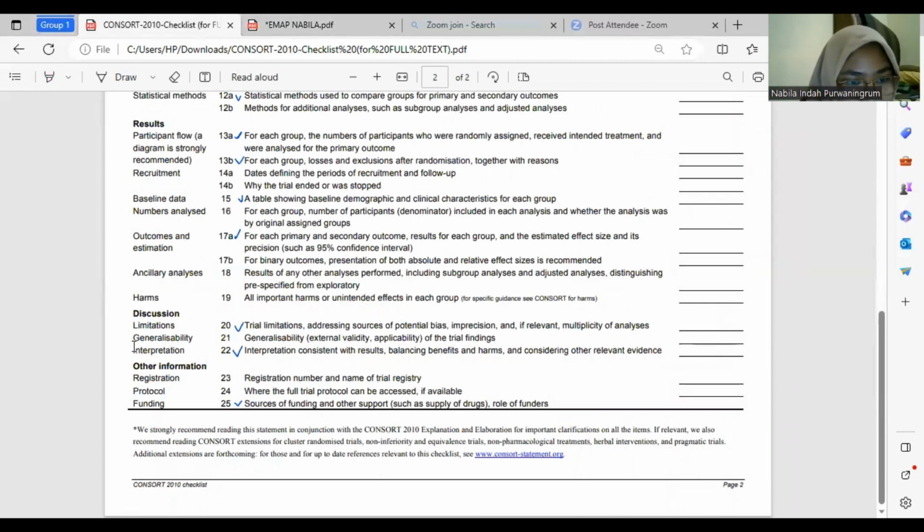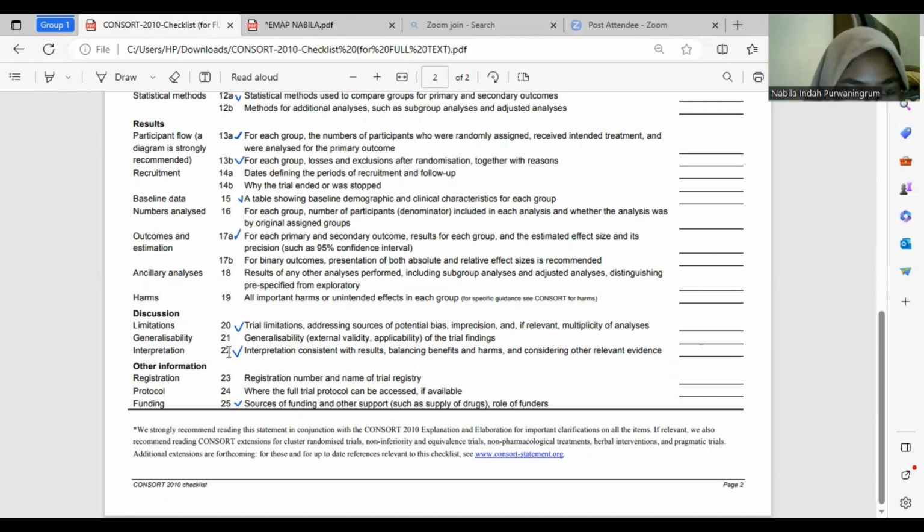Okay, next we come to generalizability, number 21. Generalizability means external validity, the applicability of trial findings. Unfortunately, we don't find it in this article.